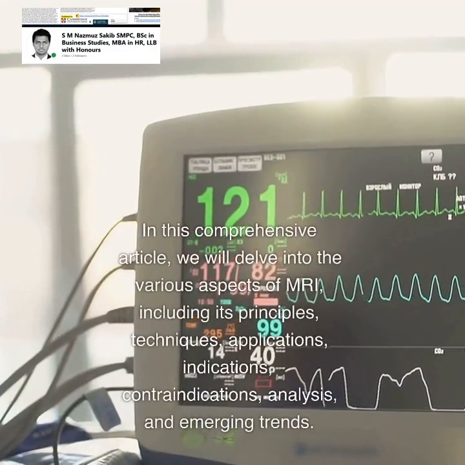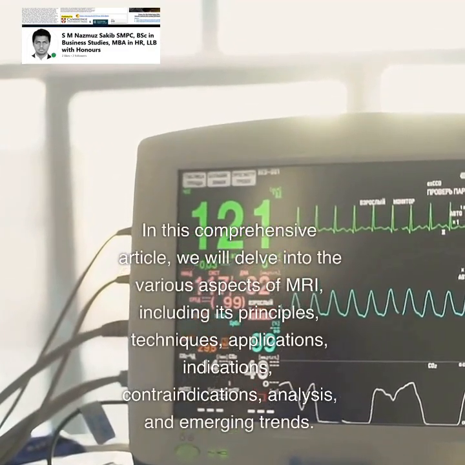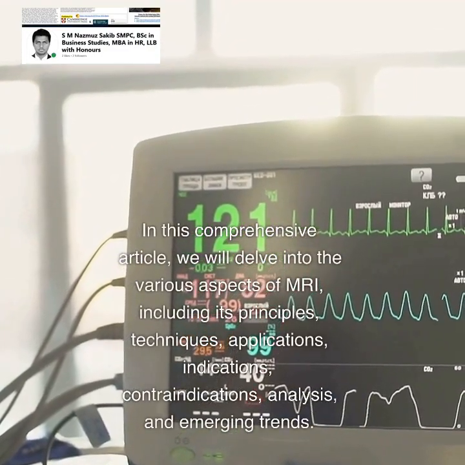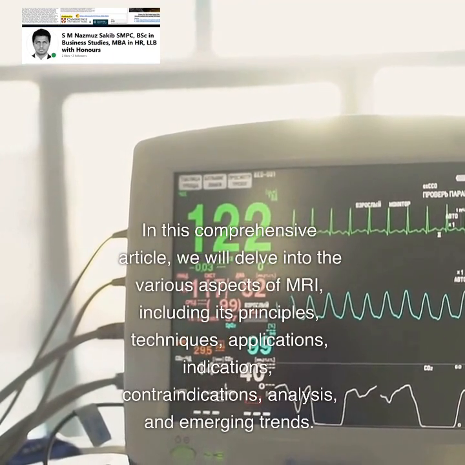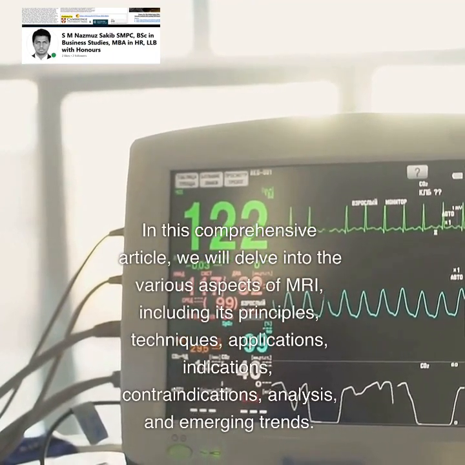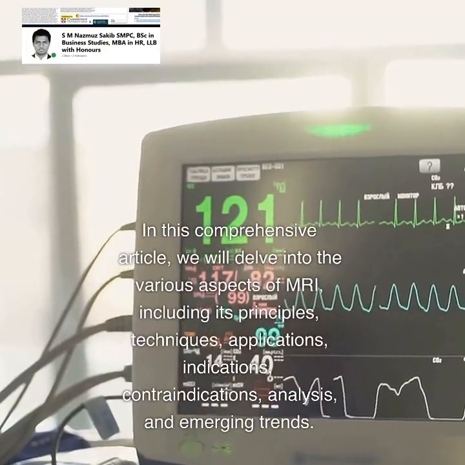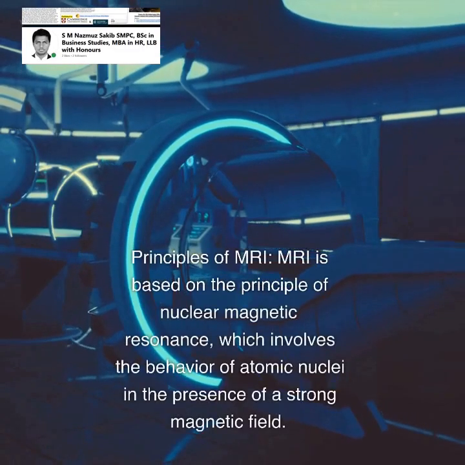In this comprehensive article, we will delve into the various aspects of MRI, including its principles, techniques, applications, indications, contraindications, analysis, and emerging trends.